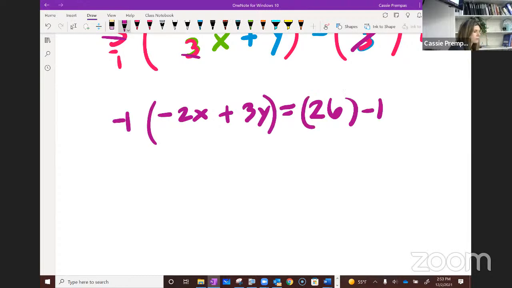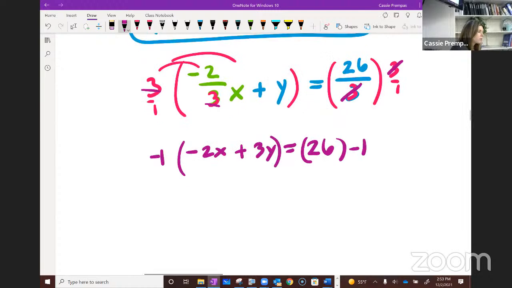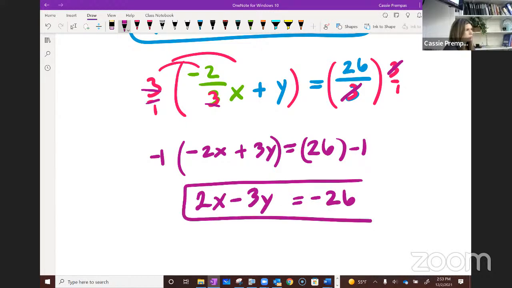I times it by 3/1. And that gives me 2x minus 3y is equal to -26. And I box it. All right.